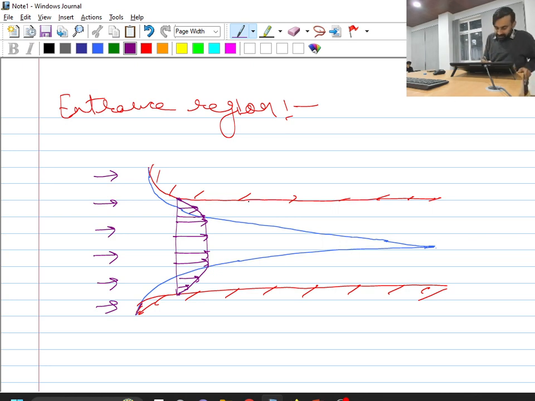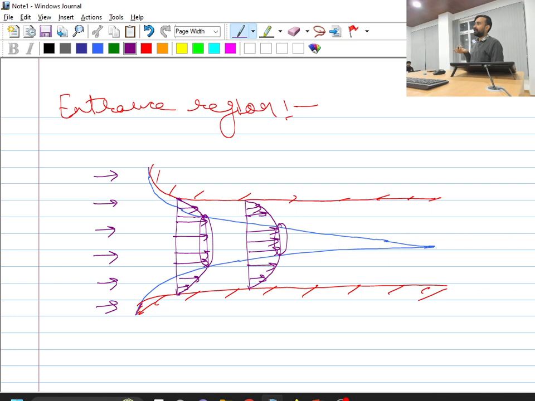Now, if I plot the velocity vector at some other point, then I will find that more of this zone is influenced by the viscous regime, and I have a very small portion in which I have no effect of viscosity. Okay. And as I move along the length of the pipe, the velocity in this central zone will keep on increasing.